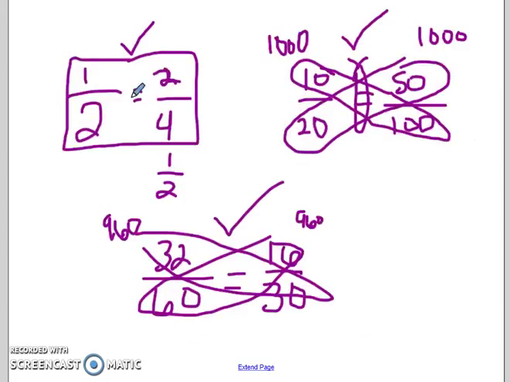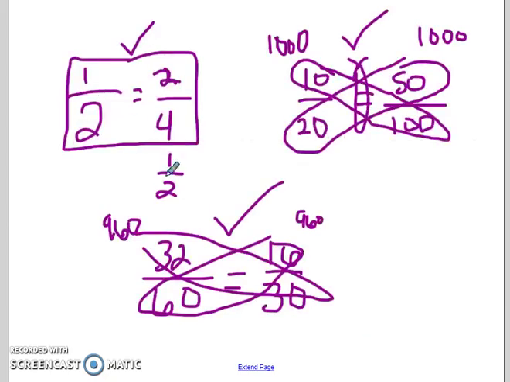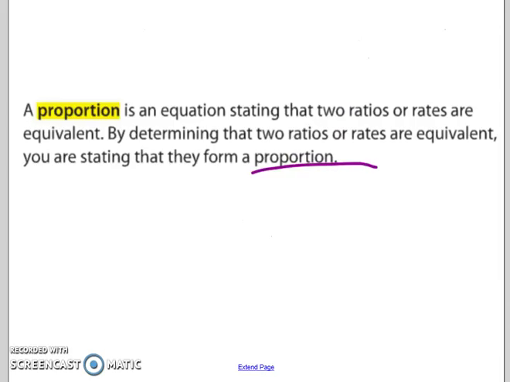Now guess what we were just doing? We were looking at rates and we were checking to see if they were equivalent. By determining that two ratios or rates are equivalent, you're stating that they form a proportion. So all of these examples that we just did are all proportions. Go ahead, pause your video here, and copy these notes about what a proportion is.